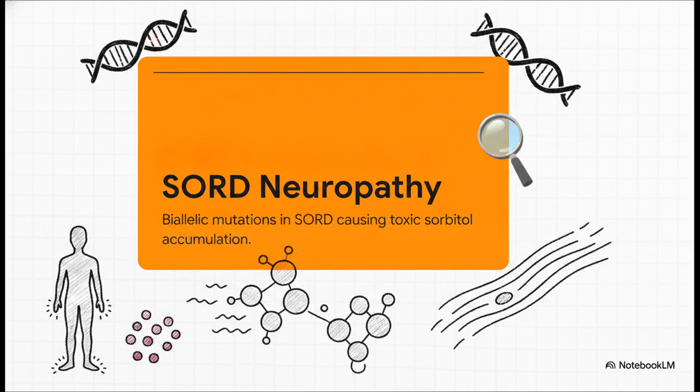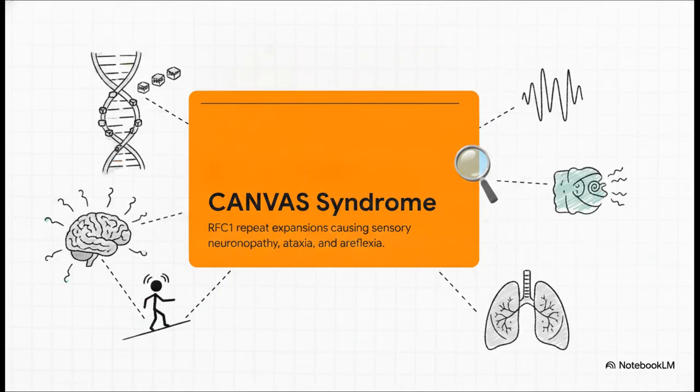Then we have Fabry's disease. This is an X-linked disorder marked by alpha-galactosidase deficiency. It leads to lipid accumulation in vessels and nerves and often presents with agonizing, burning pain in the extremities, plus those characteristic reddish-purple angiokeratomas.